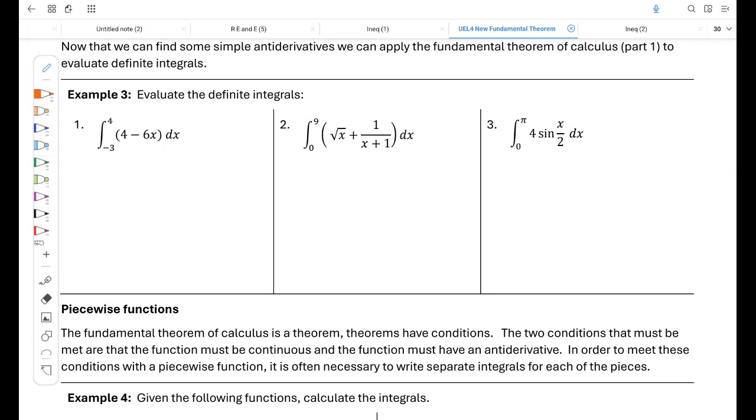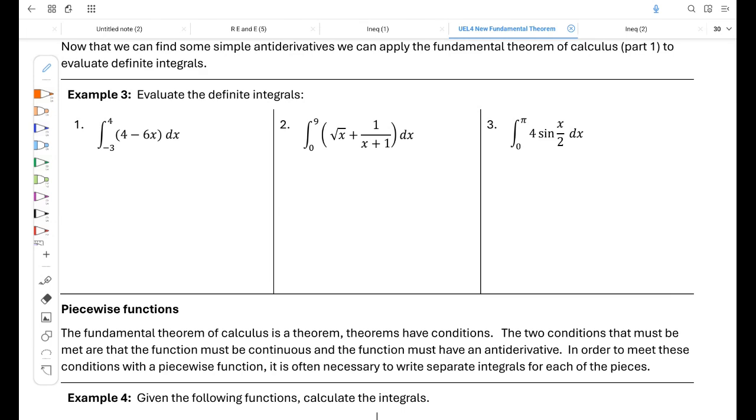So what we're going to do, two steps. Find an antiderivative, plug in both numbers, subtract. We've got to be really, really careful with our signs, and I will try to do a good job of consistently showing that there are two parts of this problem. For example, in number one, plugging the 4 in and then plugging the -3 in.